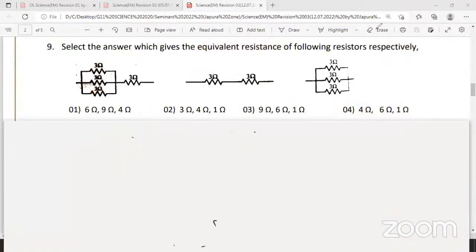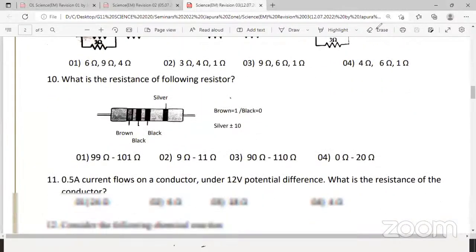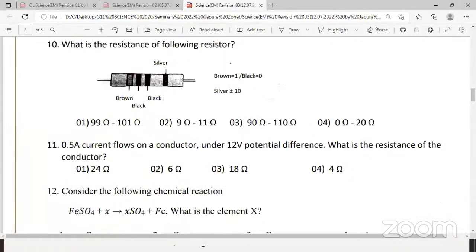Right. I'll read the screen. Question number 10. 10th MCQ, the range of the resistance. Look at the answers. They have given the range of the resistance. When you are given a resistor like this, the first 3 color bands directly give you the resistance.